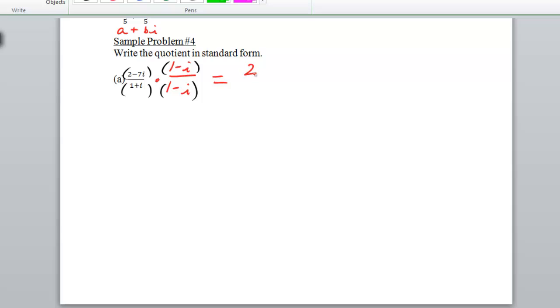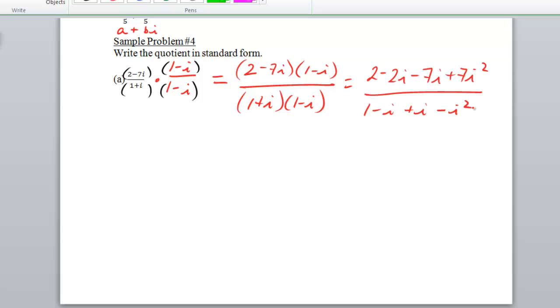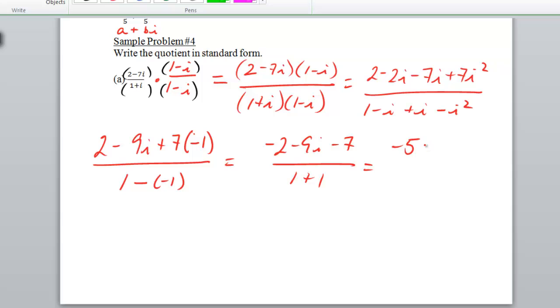And so in this case, we're going to get 2 minus 7i times 1 minus i, and 1 plus i times 1 minus i, and I have them side by side. This allows me to see everything like a normal problem. So let's work these out. Now I need to combine the like terms on both the tops and the bottoms, and also deal with substituting for the i squared. So that'll leave me this. And when I finish combining like terms, I finish with negative 5 minus 9i over 2.